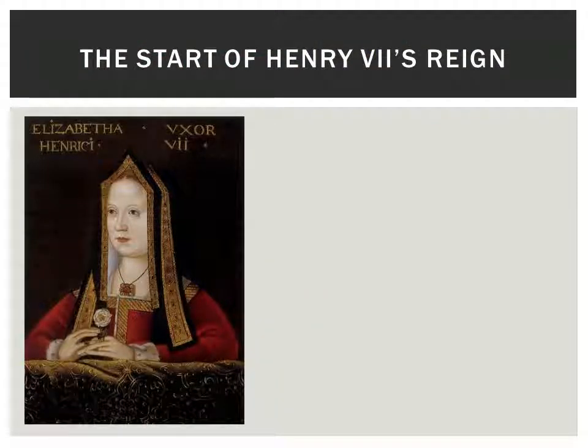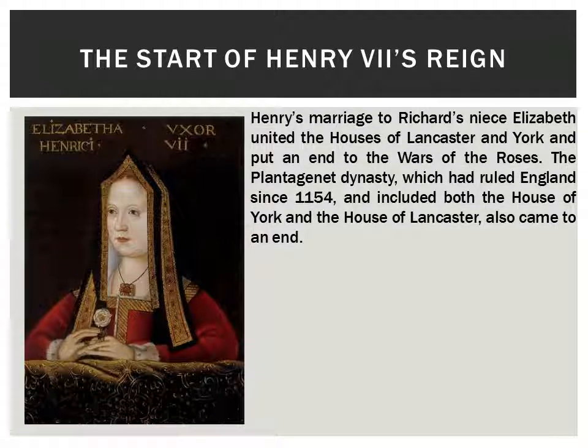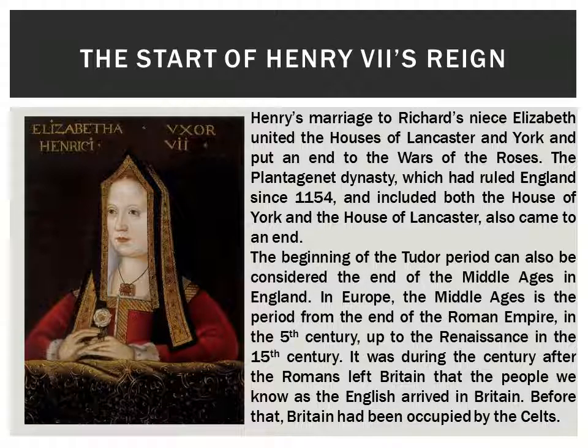So, on to Henry VII then. Firstly, by marrying Elizabeth, he united the two houses, putting an end to the Wars of the Roses, and the dynasty that had ruled England was called the Plantagenets. That dynasty came to an end, and the Tudor period begins. It's also the end of the Middle Ages, really, or the Middle Ages is sometimes considered to have ended a little bit before Henry VII, but roughly around that time, the Middle Ages came to an end.